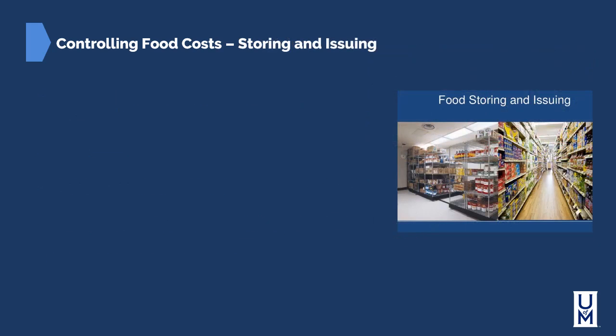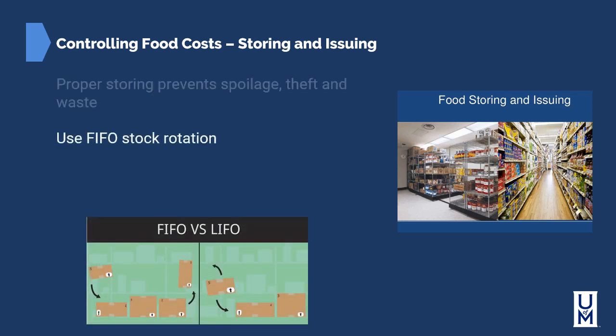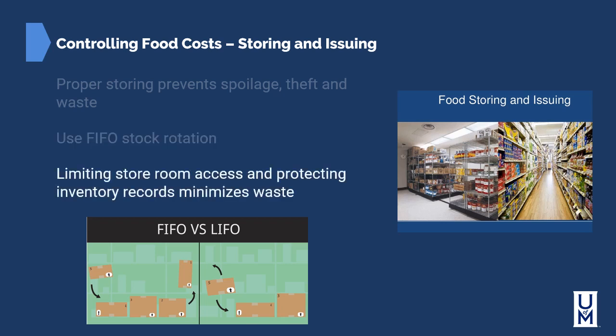In the storing and issuing of products, you can control food costs here as well by proper storing, preventing spoilage, theft, and waste. We want to use the FIFO stock rotation, which is first in, first out. This is where we take the oldest product and we rotate it to the front of the line and put the newest product in the back of the line. There are situations where you may want to use the LIFO, or last in, first out. This would be whenever you need the freshest ingredients, such as on a salad bar, versus going into a stock. Limiting your storeroom access and protecting inventory records minimizes waste.